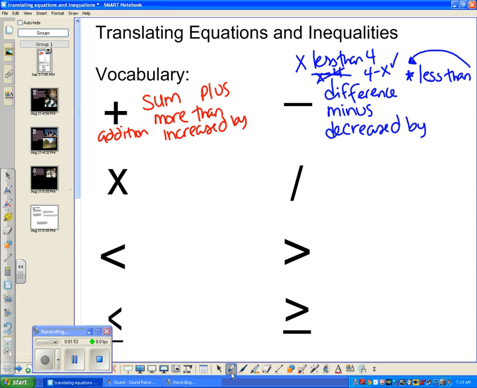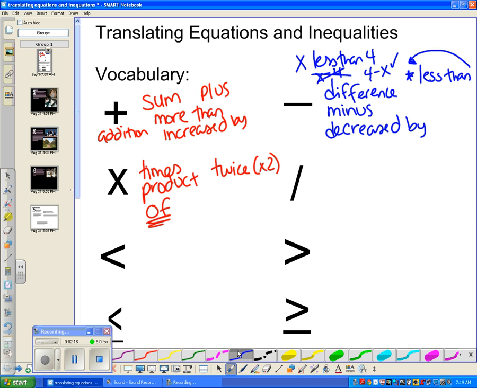Okay. Continuing on, we have multiplication. Obviously, multiply. A basic word is times. You've heard that before. Product is a better word. That means an answer to a multiplication problem. Of is a big one. And when they say twice, that basically just means multiply it by 2.